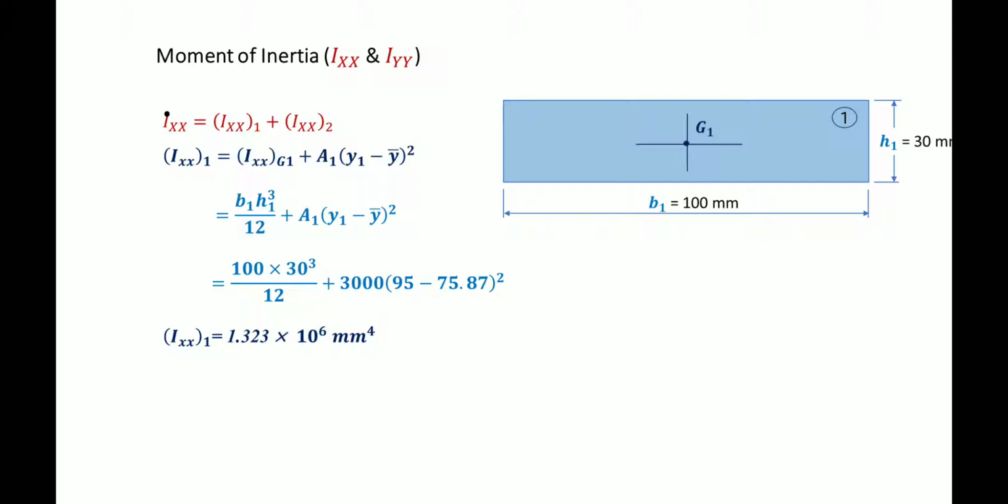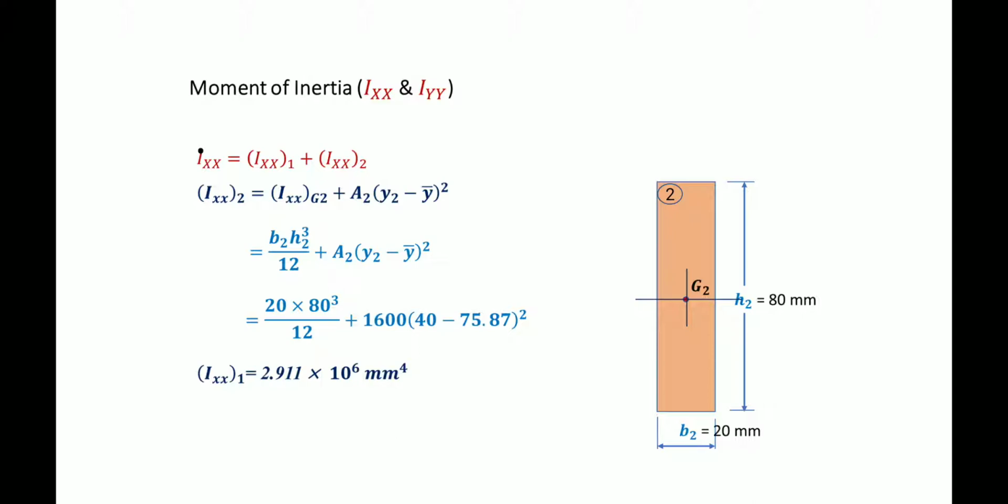This is for the first section. Then for the second section, I need to find the moment of inertia about the horizontal axis, Ixx2. This is also Ixx at G2, at its own centroid, plus A2 into y2 minus y bar the whole square. Here also base into h cube, where the horizontal dimension is the base. Base is 20, h is 80 cube by 12 plus A2 into y2 minus y bar the whole square. We get Ixx2, as we got Ixx1.